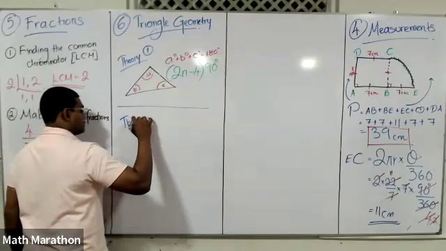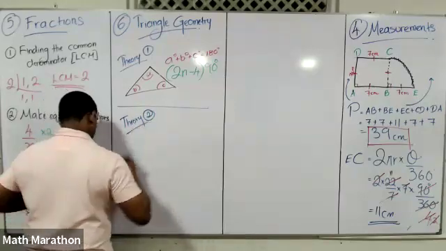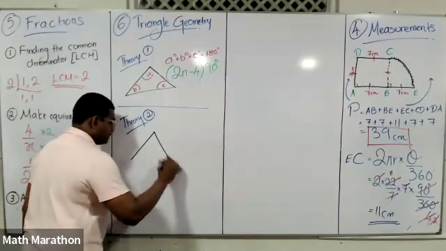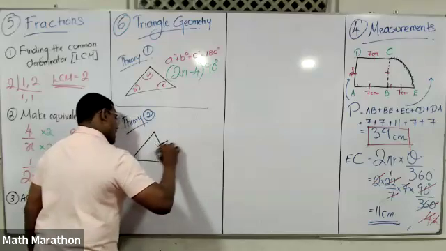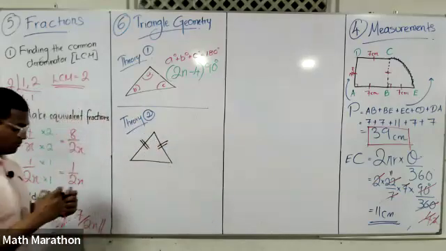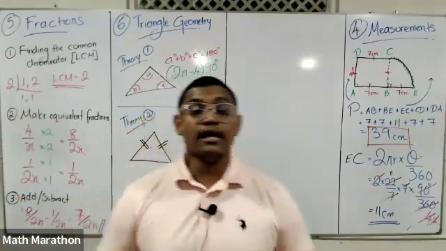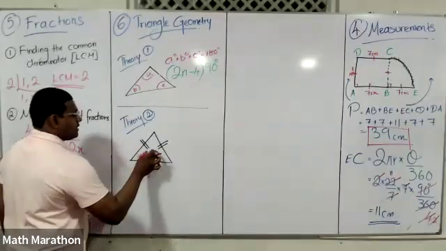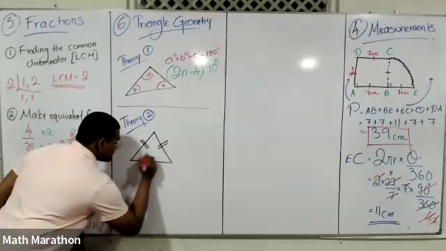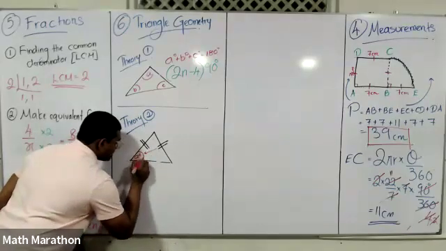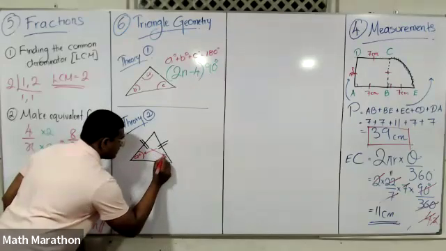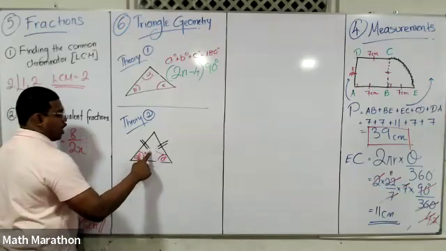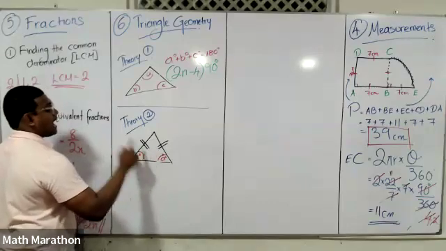Theory number 2. If you have a triangle and two sides of the triangle are equal, it is called what? It's called an isosceles triangle. In an isosceles triangle, if two sides are equal, the angles which are opposite to the two equal sides are equal. Okay? The angles which are opposite to the two sides are equal.